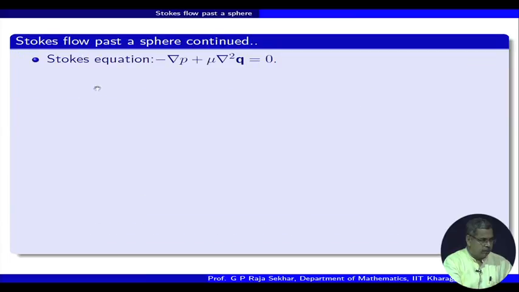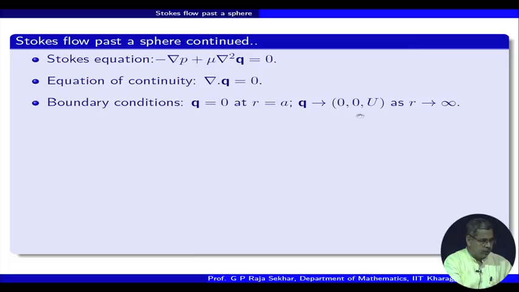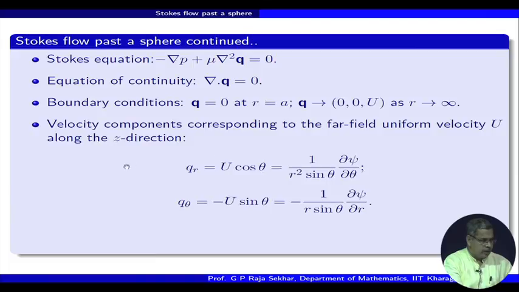Once we have this, we need to get the corresponding equation for the stream function, which we have also discussed. You introduce the stream function, and then we have a biharmonic equation in terms of the stream function. But in this case it will be slightly different, so we have to derive it. The corresponding no slip condition is again q equal to 0, and in the far field we have u along z. And this is the definition of the stream function.